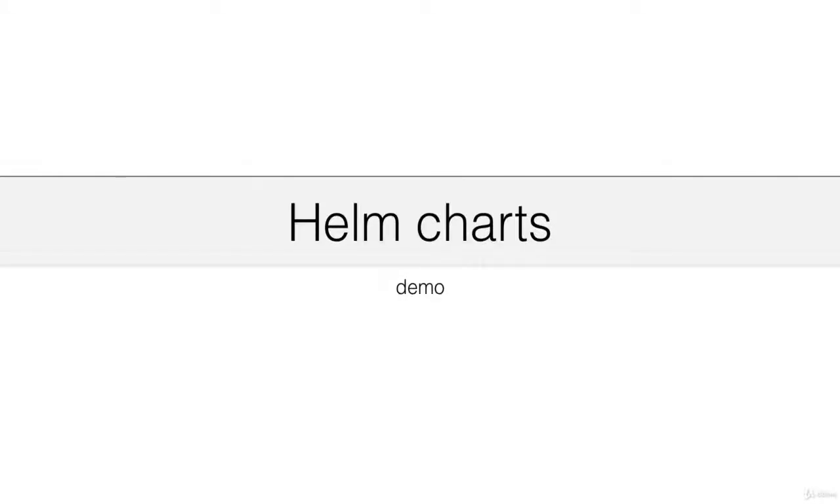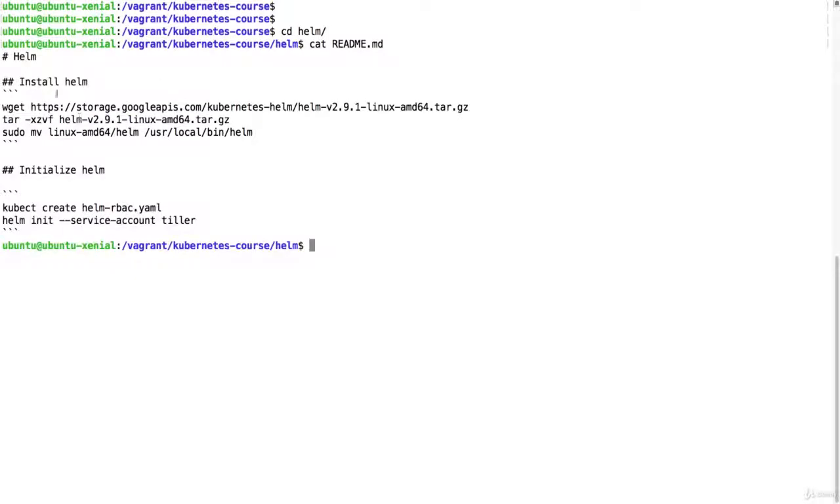In this demo, I will show you how to install Helm and to install a Helm chart. For this example, I will use Redis. In my Kubernetes course, I have a folder Helm, and in Helm, I have a README. First, we need to install Helm.